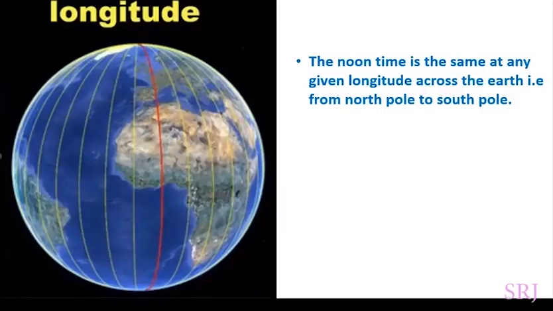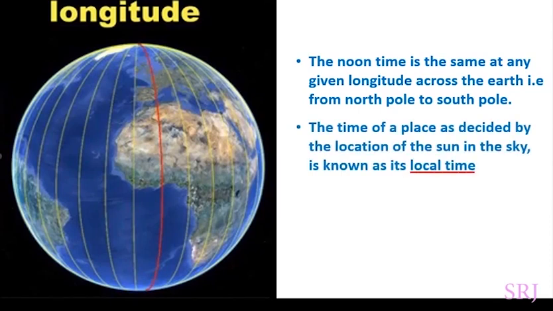The noon time is the same at any given longitude across the earth, that is from North Pole to South Pole, and therefore the time of a place as decided by the location of the sun in the sky is known as local time.